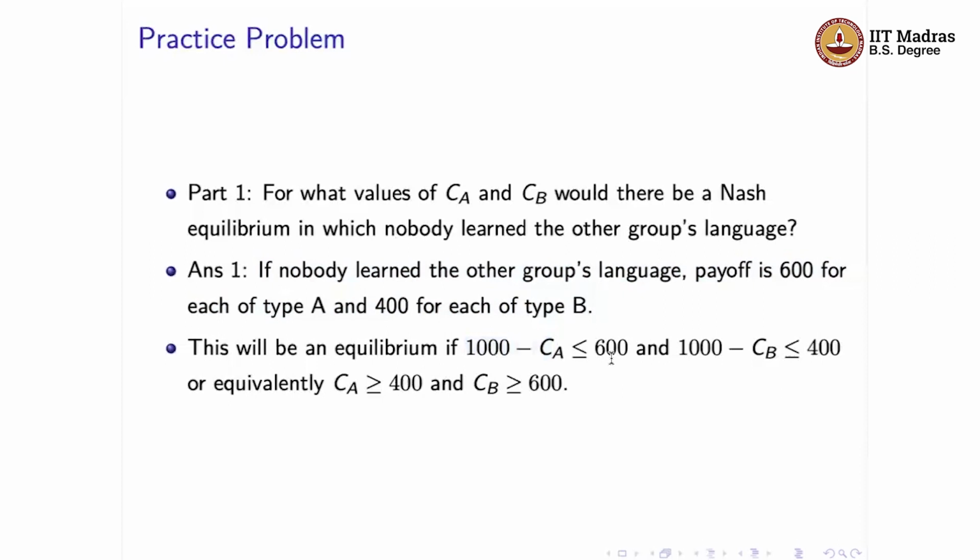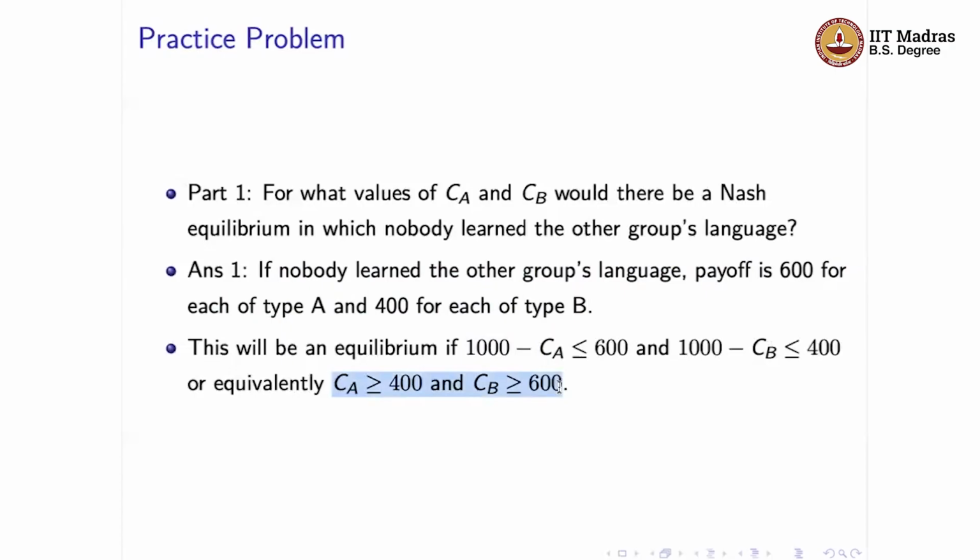We also require that there should not be any unilateral deviation from type B people, right? Now, if type B people unilaterally deviated and decided to learn language A, then their payoff goes up to 1000, right? Because they can now communicate with 600 new people. But they have to incur this cost of CB, right? So the net payoff is 1000 minus CB, and that has to be less than or equal to 400 for nobody learning the language to be a Nash equilibrium. So again, you can solve this to show that CB has to be greater than or equal to 600. So these are the two conditions required for nobody learning any language apart from their native language to be a Nash equilibrium.